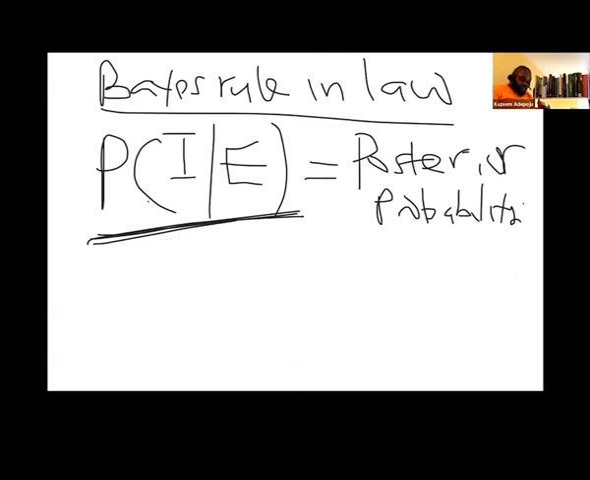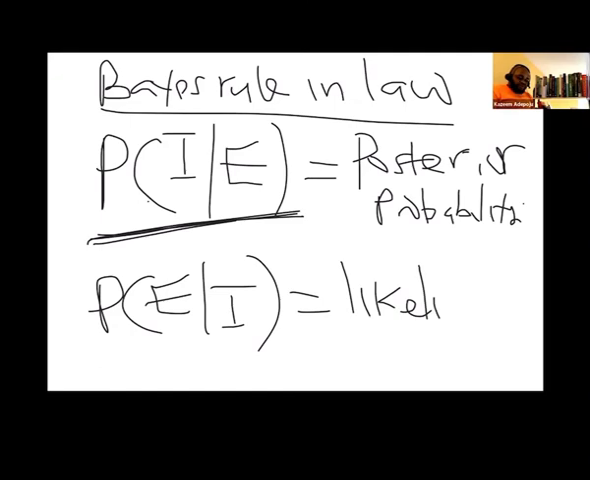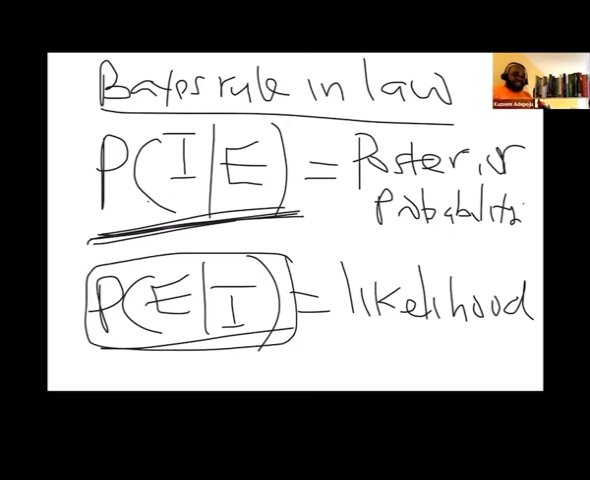Now, this is the likelihood I talk about, the probability of E given I. I want to tell you the difference between the two. They are not the same. This one is saying, after seeing the evidence, what is the probability that the accused person is innocent? This is different from the likelihood.